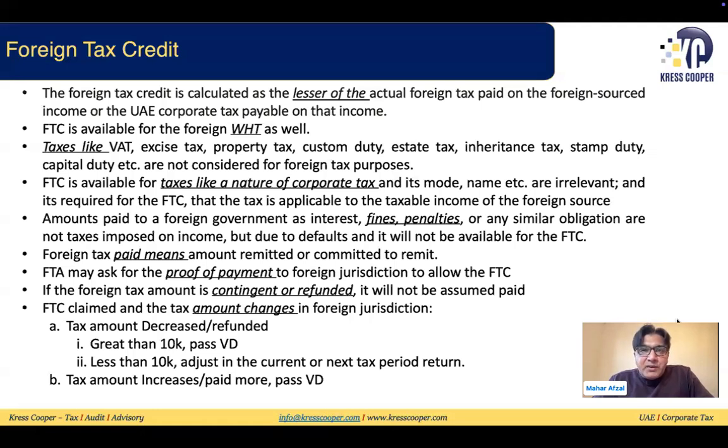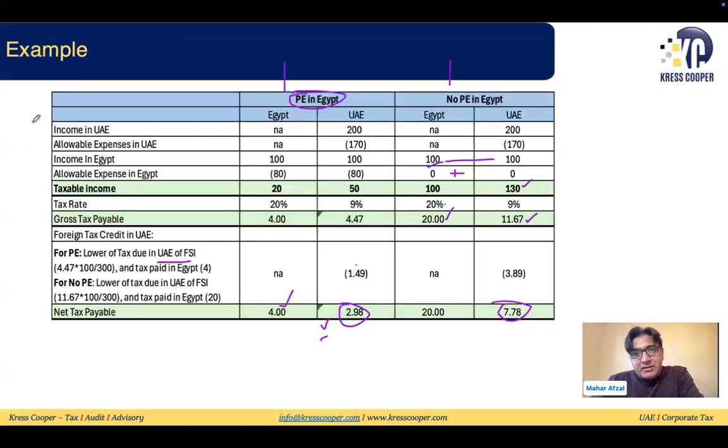Now, there is a slight change in the UAE that I just wanted to highlight. Initially, you were able to take the tax residency certificate. Now, you cannot claim the tax residency certificate for the future period. Now, what is the process? I'm just going back to this example.